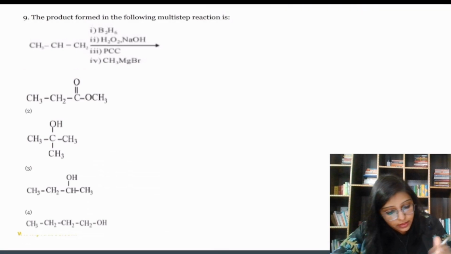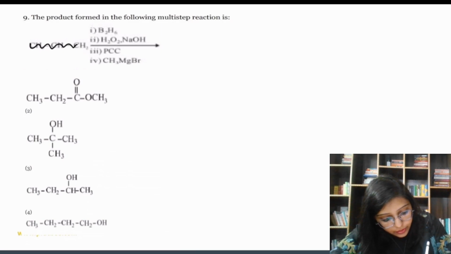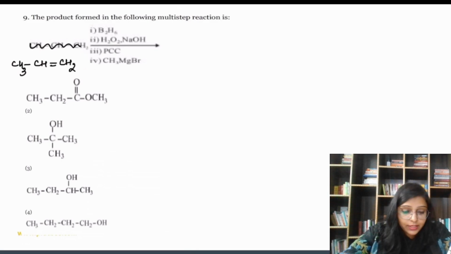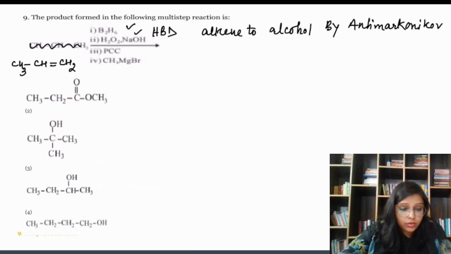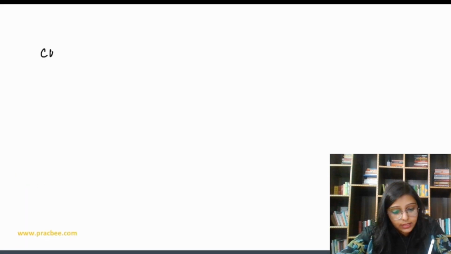Let me write this completely. It is slightly blurred. So the question is CH3CH double bond CH2. First is B2H6, H2O2, NaOH. This is what? Hydroboration oxidation. And what is the use of this? Alkene to alcohol, but by anti-Markovnikov addition.